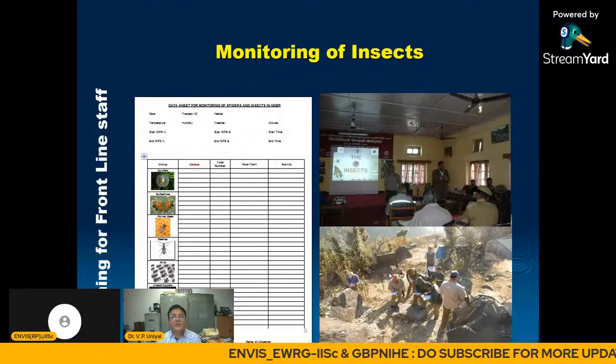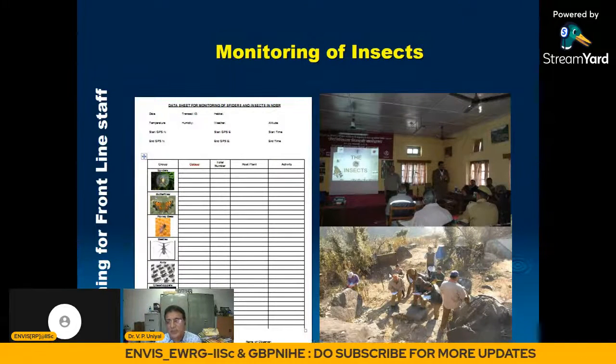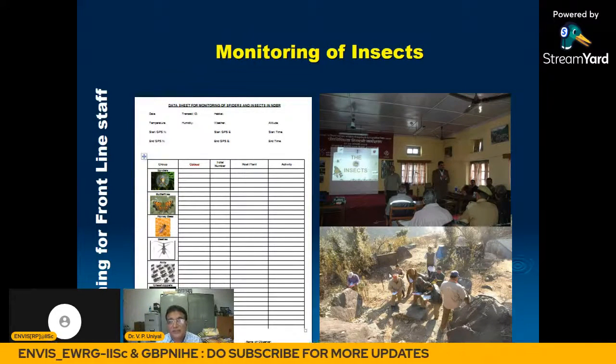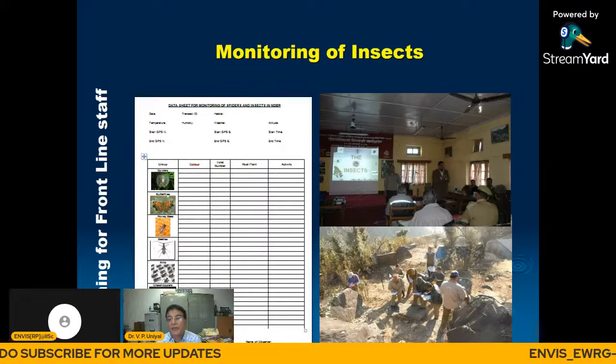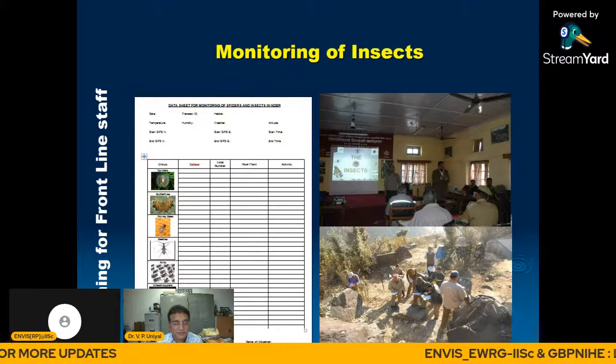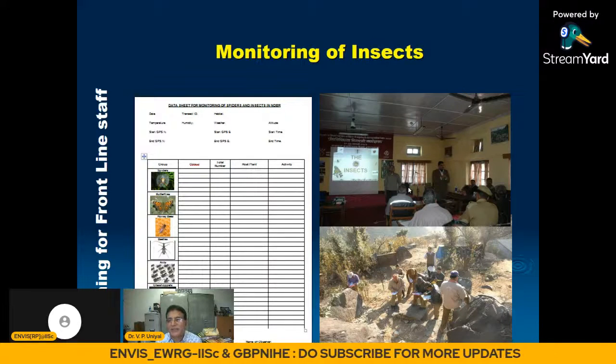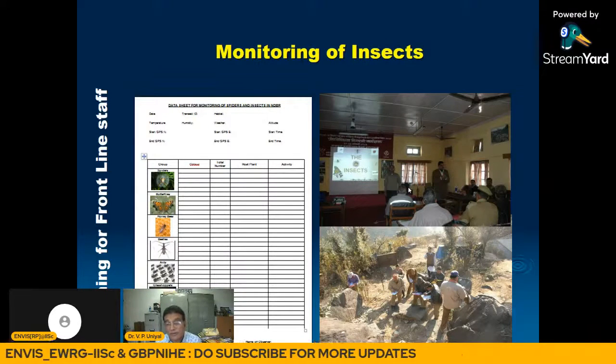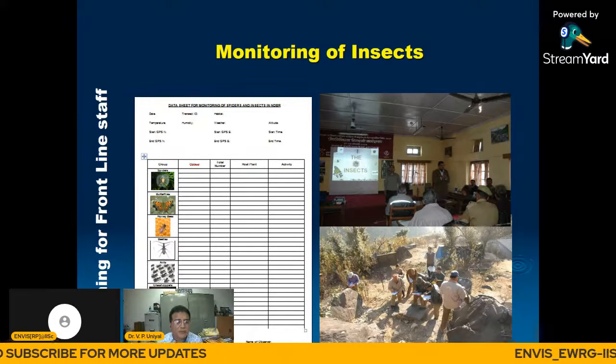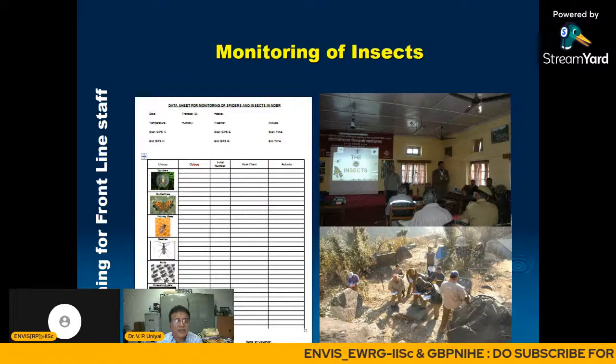But how will you select those indicators? The simplest method we have generated, and we have given a series of training programs to the frontline staff of the forest department, because the forest guard is visiting the forest area regularly for patrolling. We have designed this format for insects. You can design the format for plants, and you can design this format for bird species.